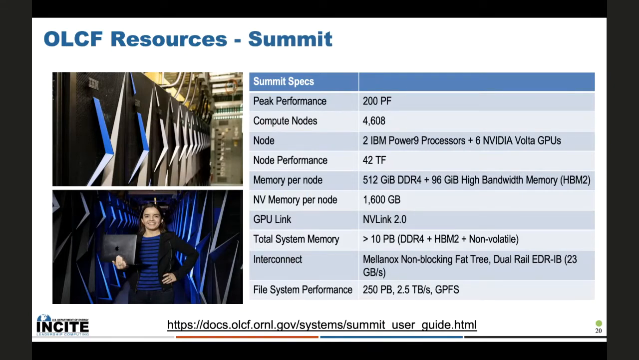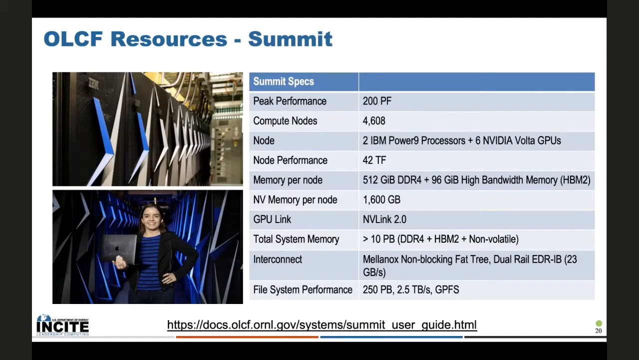On a node level, we have heterogeneous nodes with 2 IBM Power9 CPUs, paired to 6 NVIDIA Volta GPUs. This results in a node performance of 42 teraflops. So these are very powerful nodes in terms of compute power, but they also have lots of memory. We have DDR memory amounting to 512 gigabytes, and on top of that GPU memory of 96 gigabytes. Additionally, there's non-volatile memory, and if you choose to use that, you can have an additional 1.6 terabytes of memory.